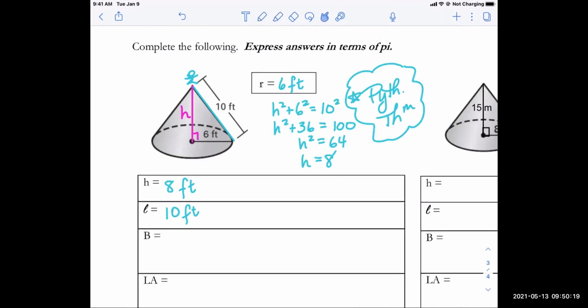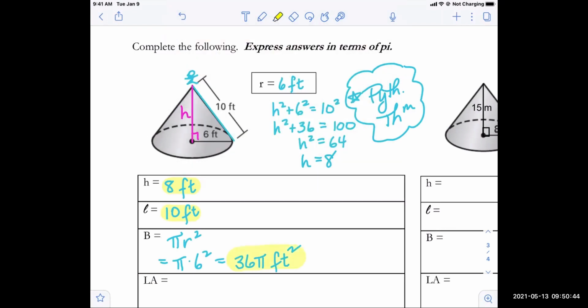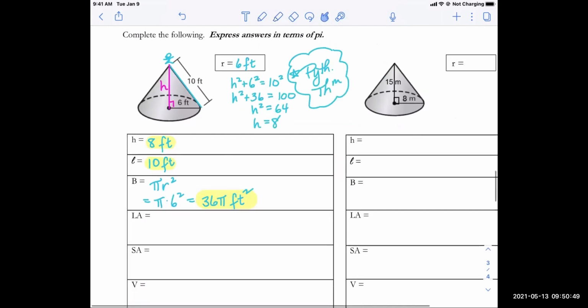Austin, base area, what will we do? Good. 36 pi feet squared. And we're always going to leave these exact unless I tell you otherwise, which means with pi. You should be leaving the answers exact. That way there's no rounding and everybody gets the same exact answer. There's no, oh, I multiplied by 3.14 and I multiplied by pi, or I rounded differently than you. Okay, it's always going to be the same.